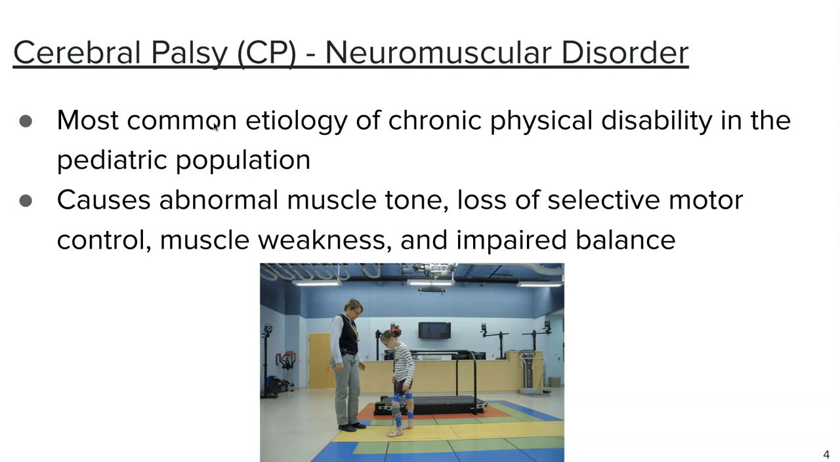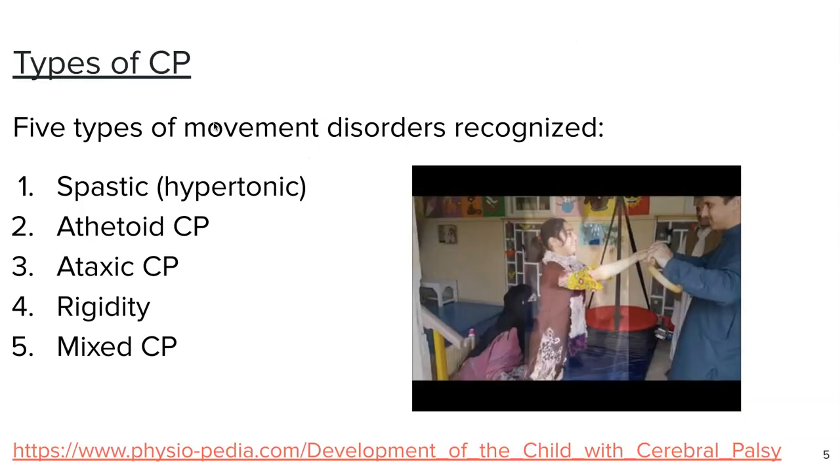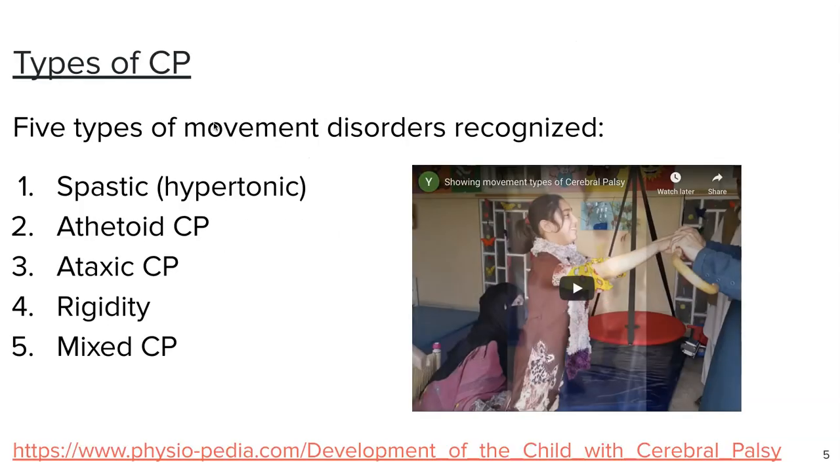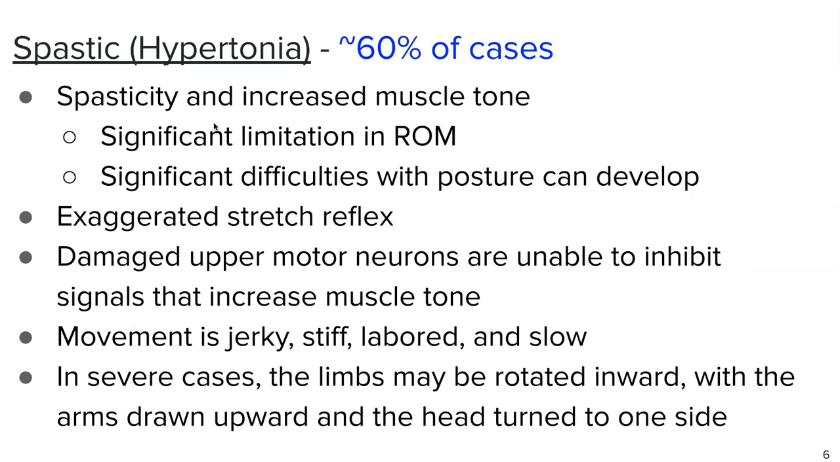Remember, when we're talking about tone, we're talking about how much the muscles are tight. Loss of selective motor control, muscle weakness, and impaired balance. We've got 5 types of movement disorders recognized. We're going to talk about the 5 right now.